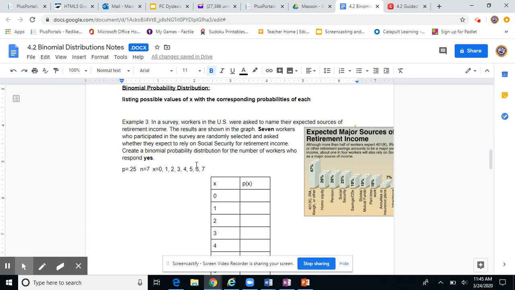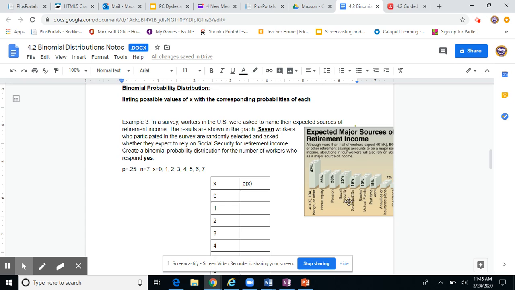And so we are going to do an example right here. In a survey, workers in the US were asked to name their expected sources of retirement income. The results are shown in the graph. 7 workers who participated in the study are randomly selected. So 7 is going to be our total trials. And they are asked whether they rely on Social Security for retirement income. So do you or do you not? That goes into it's either a success or it's a failure.